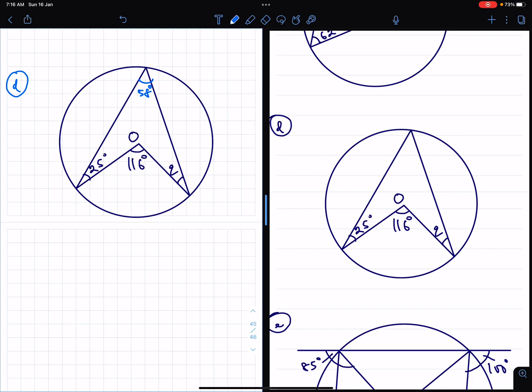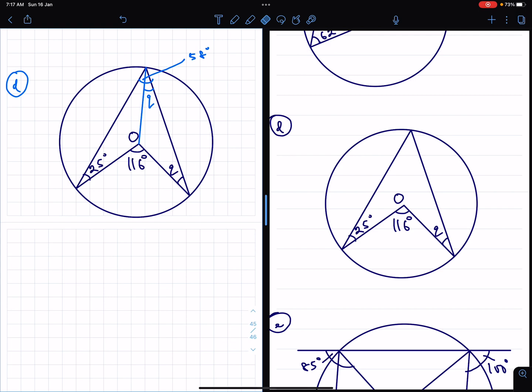So now that we know that, how do we find Q? If I construct another radius here, that simply means this angle will also be Q. Let me write the 58 degrees here. The whole of this is 58 degrees. Now this small angle is Q. Base angles of an isosceles triangle are equal.